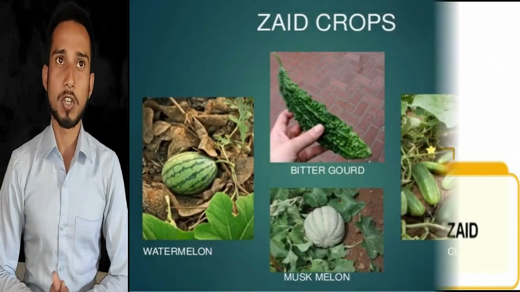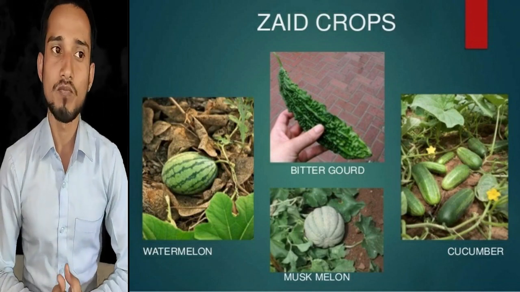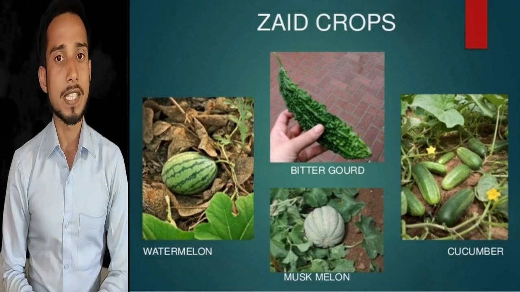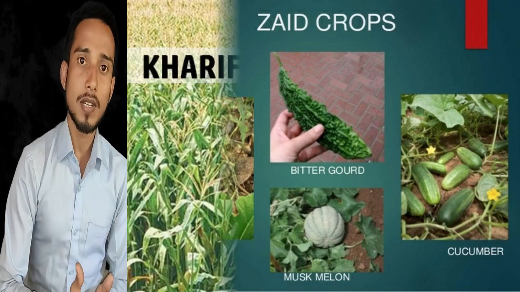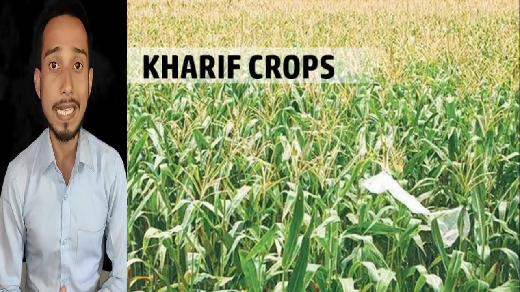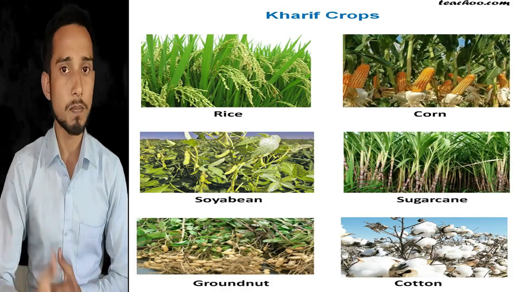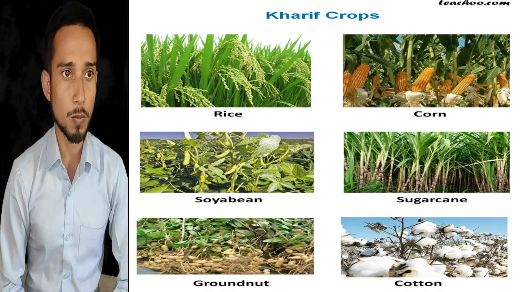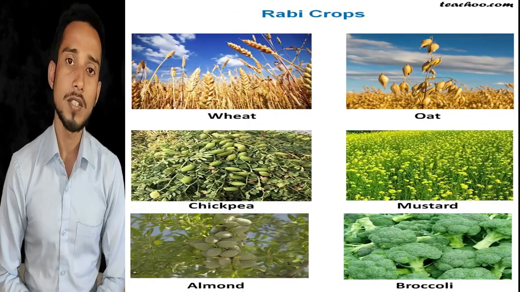Here are some examples of the crops related to these categories. Here comes the first crop, that is Zaid, which is grown during March to June, and the examples are pumpkin, cucumber, bitter gourd, etc. Next is the Kharif crop. Kharif crops have examples such as maize, rice, groundnuts, pulses, etc., and these crops are grown during July to October. Next is the Rabi crop, which is grown during October to November, and the examples are mustard, wheat, chickpea, etc.